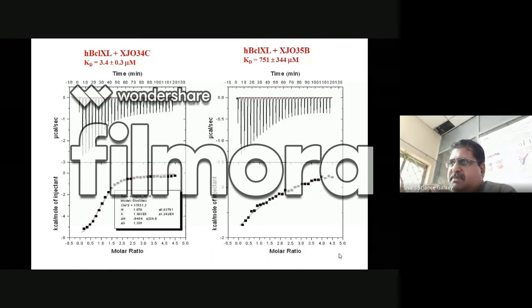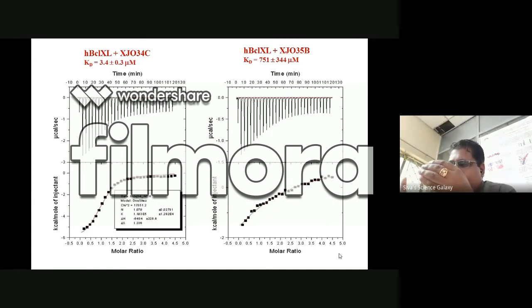That means it's not binding, it's non-specific. Binding means the structure should not be disturbed. The ligand should exactly fit into the pocket and it should inhibit the activity without destroying the structure of the macromolecule. Now look at 35, the binding constant is 750. 750 means it's non-specific.